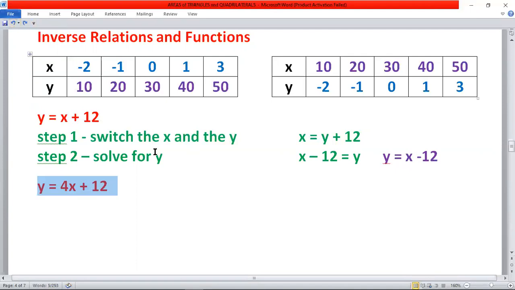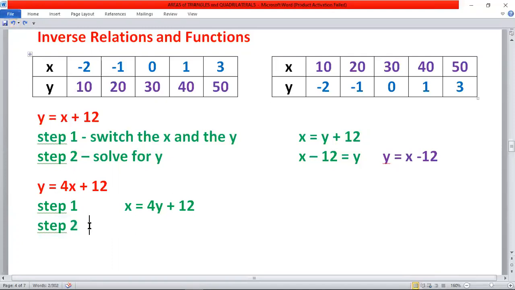Let's have another one. This time we have a number before the x. So we have y is equal to 4x plus 12. We find the inverse of this function. Step 1, switch the x and the y. So the x now is the y here, and the y here is the x here. So step 1 is the switch. X is equal to 4y plus 12.